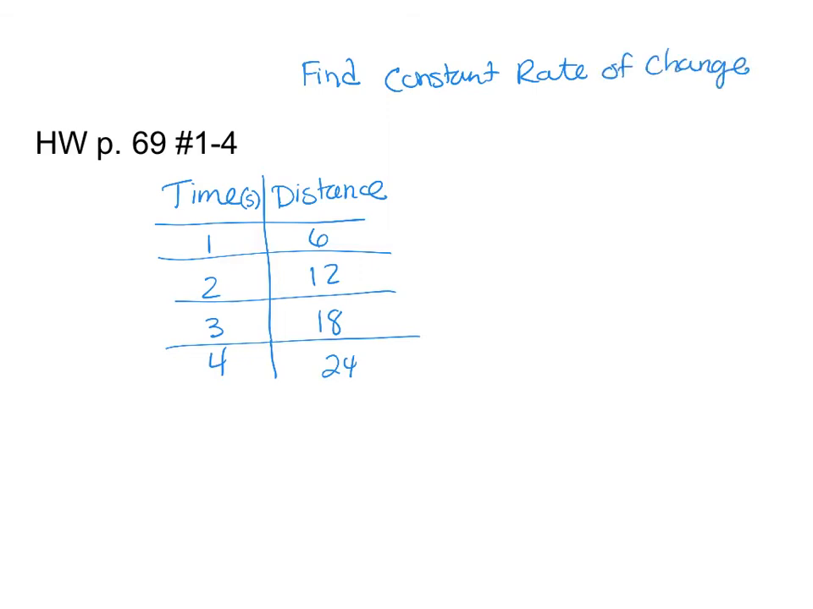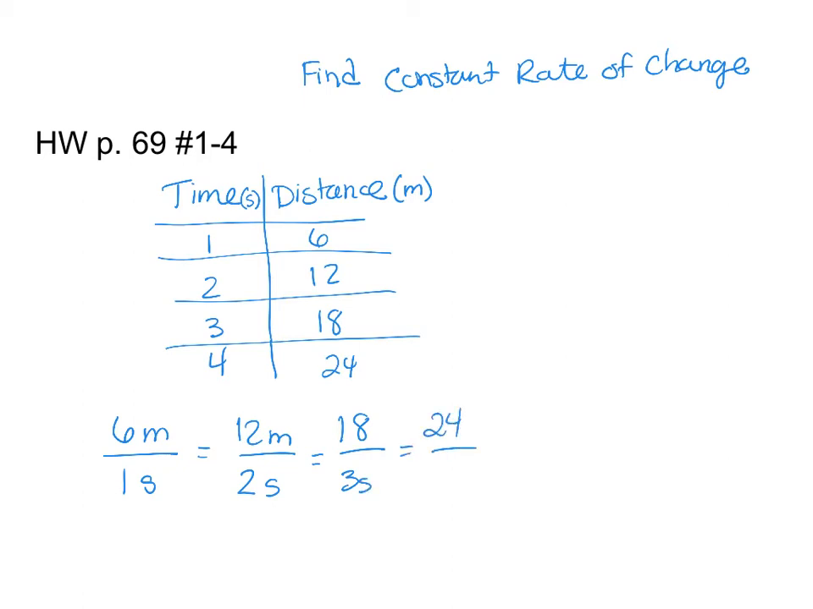Okay, so for here, I have 6 meters for 1 second, which is equal to the same thing as 12 meters for 2 seconds, which is equal to 18 for 3 seconds, and 24 for 4 seconds. So how much is it? What's the rate of change? Well, let's go back to our unit rate. So it's 6 meters per second.